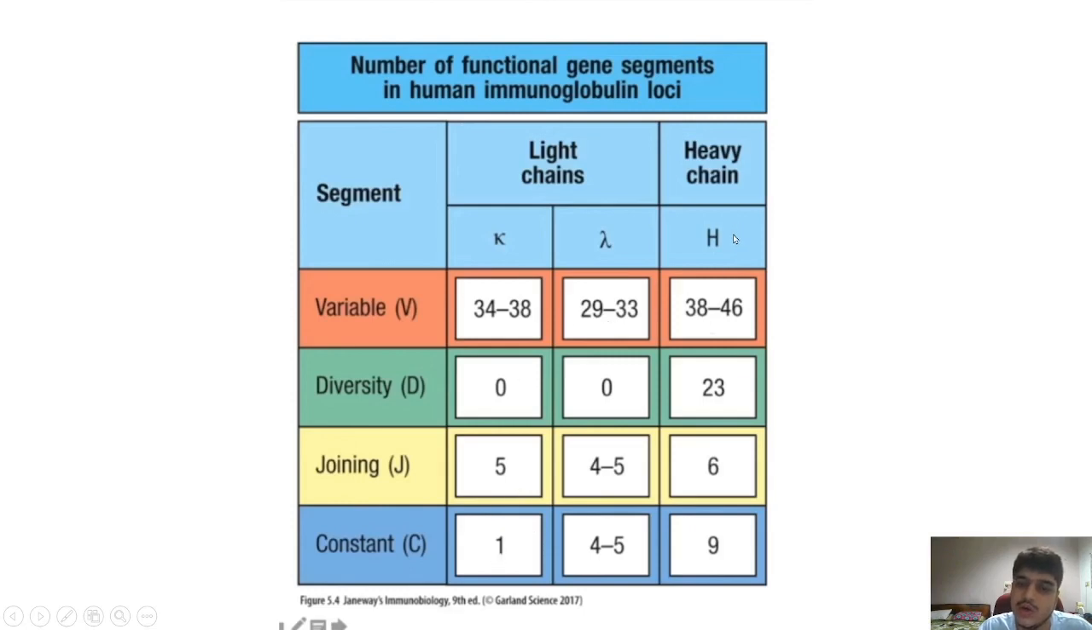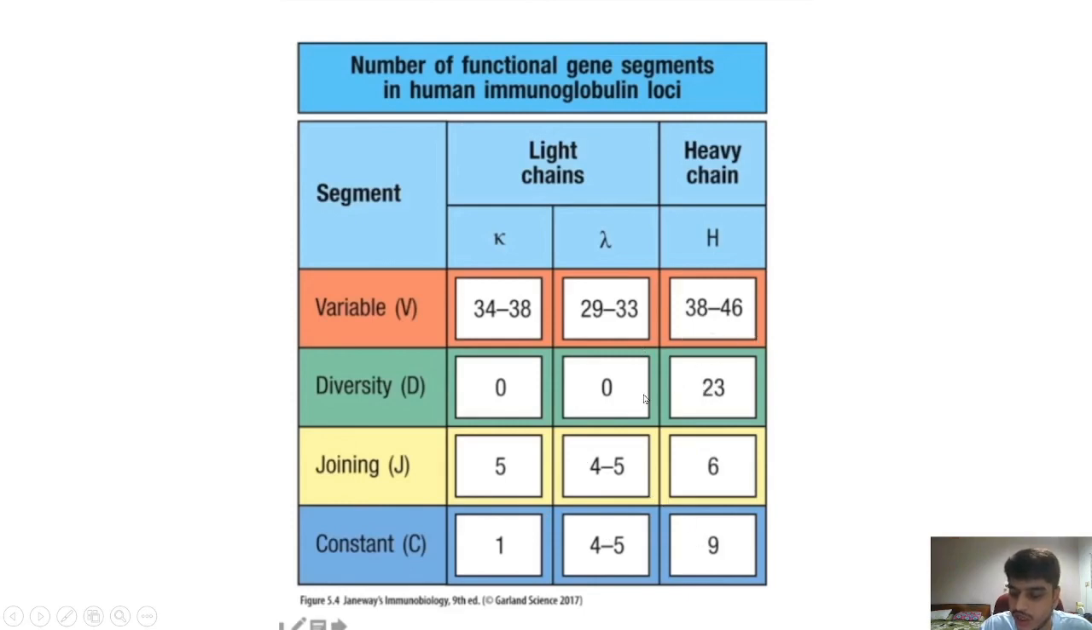And similarly, you make a heavy chain. Take a V, you take a D, and you take a J, and you recombine these, and along with that you take a C. C is a constant, so very little or no change in the constant region. And through this selection process, you are able to generate antibody diversity, all different types of antibodies.